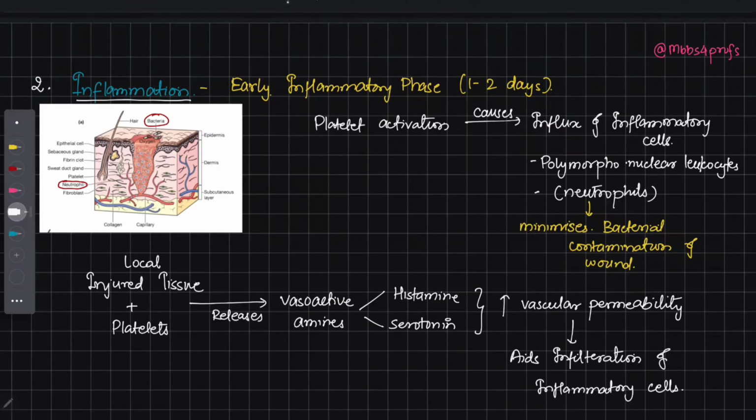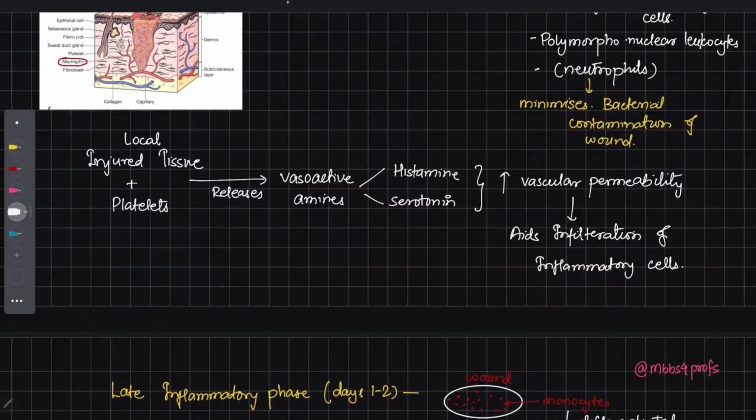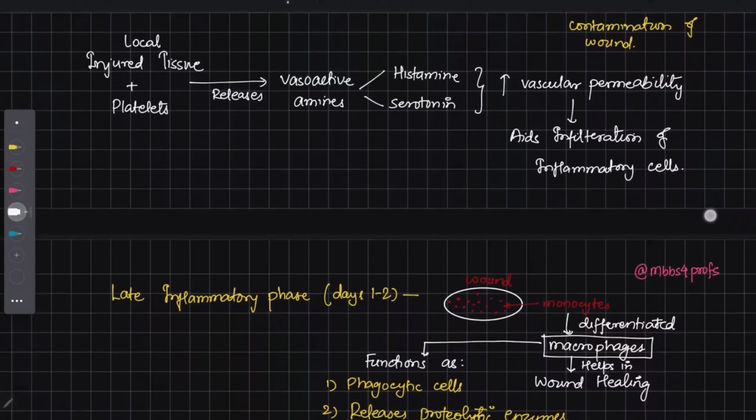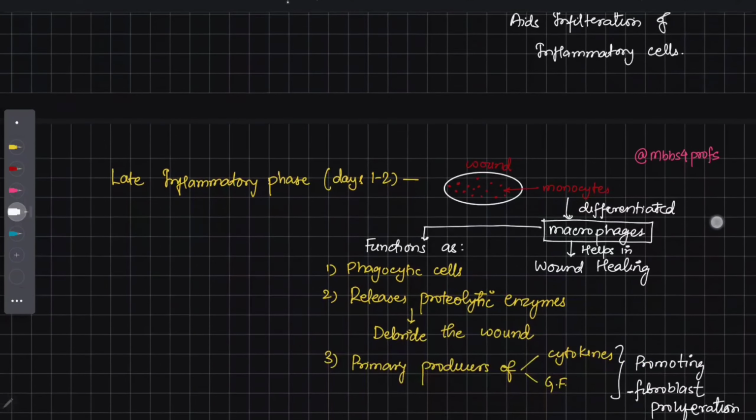Stage 2 is inflammation. Early inflammatory phase occurs for 1 or 2 days. In this phase, platelet activation causes influx of inflammatory cells: polymorphonuclear leukocytes, mainly neutrophils. These minimize the bacterial contamination of the wound. Local injured tissue and platelets release vasoactive amines, which are histamine and serotonin. These increase vascular permeability, which aids in the infiltration of the inflammatory cells.